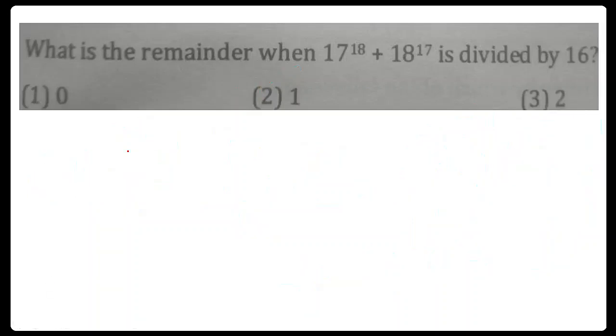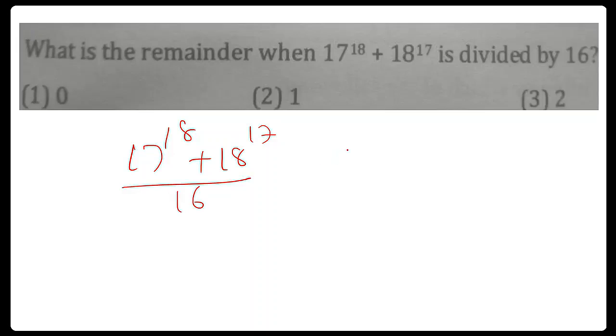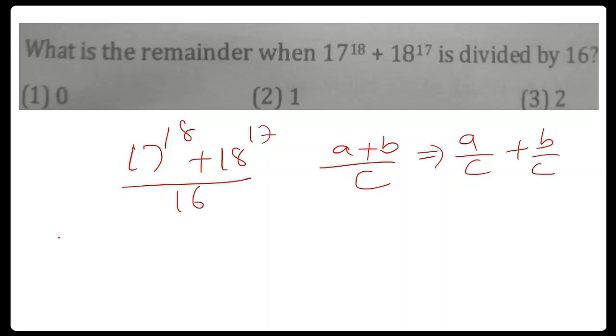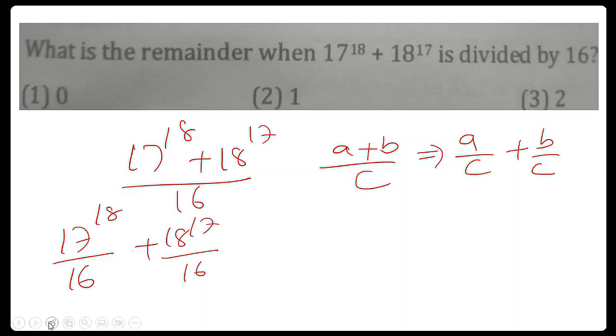Okay, here is the explanation. 17 to the power 18 plus 18 to the power 17 divided by 16. This is something like (a plus b) by c. This I can separate as a by c plus b by c. So I am writing this as 17 to the power 18 divided by 16 plus 18 to the power 17 divided by 16.